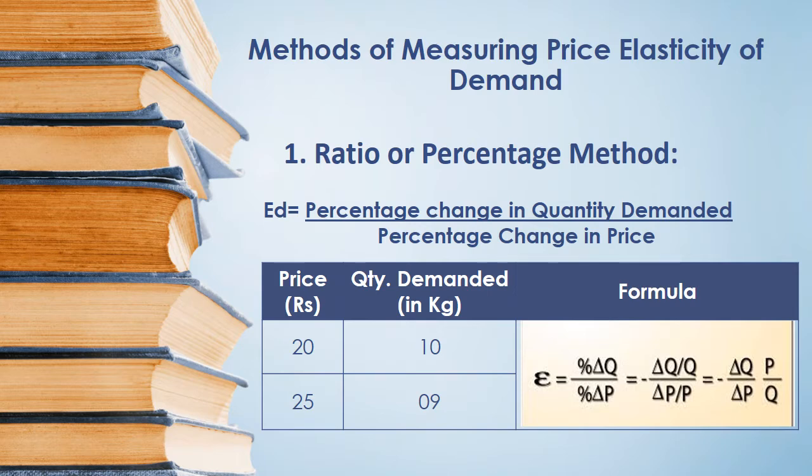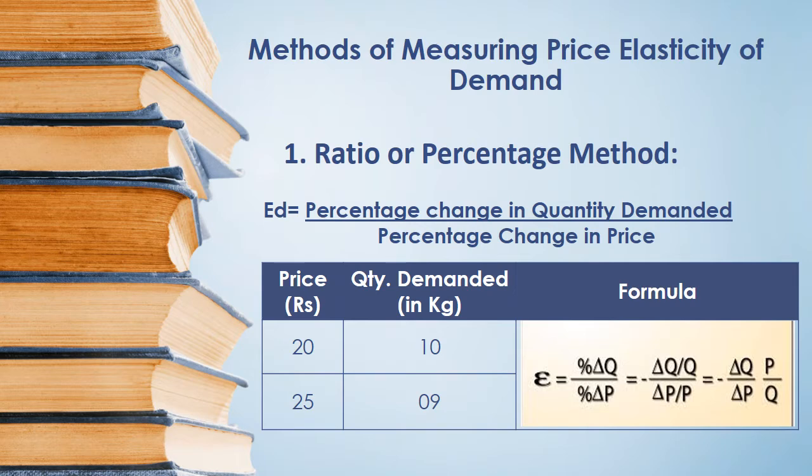Ratio method was developed by Professor Alfred Marshall. According to this method, elasticity of demand is measured by dividing the percentage change in demand by the percentage change in price, which is the very basic definition of elasticity of demand. Percentage method is also known as arithmetic method. As we can see on the slide, the formula is percentage change in quantity demanded upon percentage change in price. And we can see the example as well.